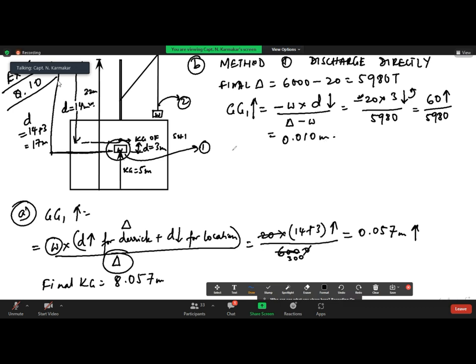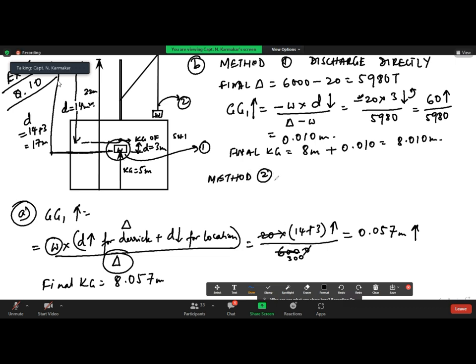So then the final KG. Final KG will be how much? We will take 8 meters, because it is given as 8 meters. It is going 8 meters upward, plus 0.010, that will give me 8.010 meters. So this is one of the methods. Now method 2.